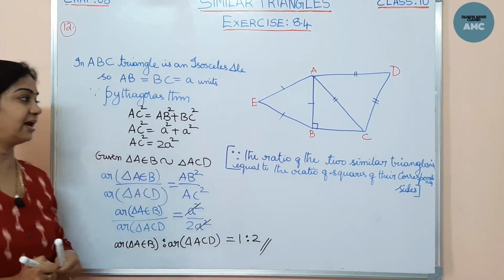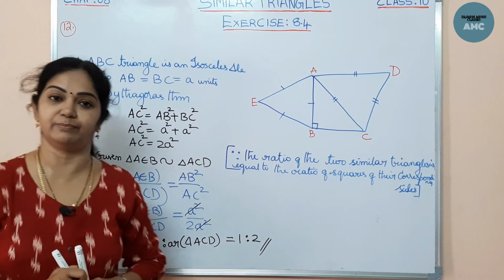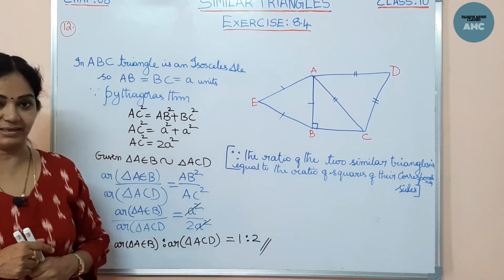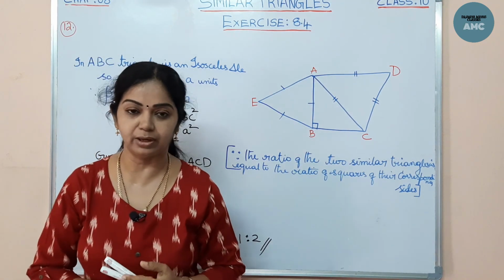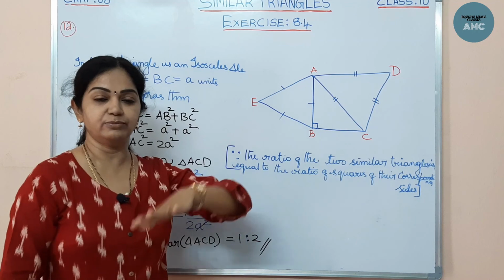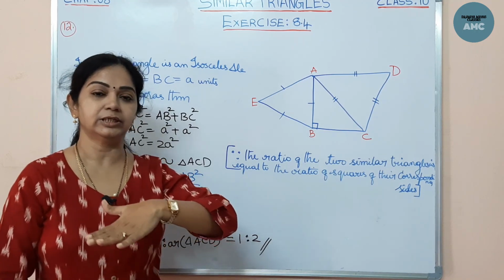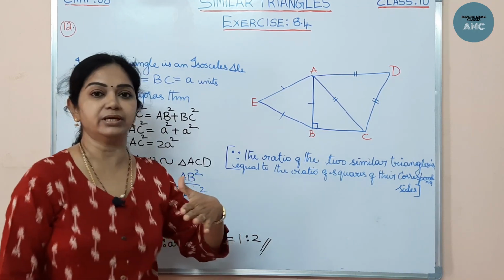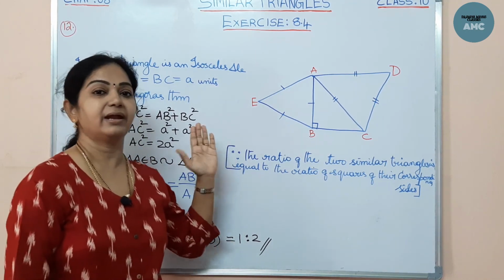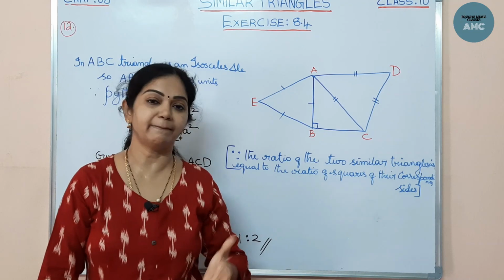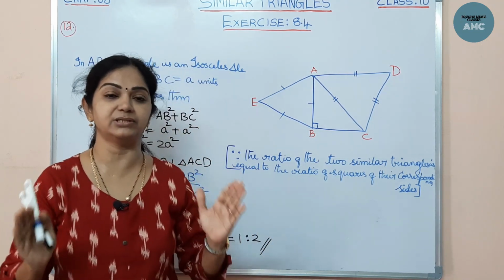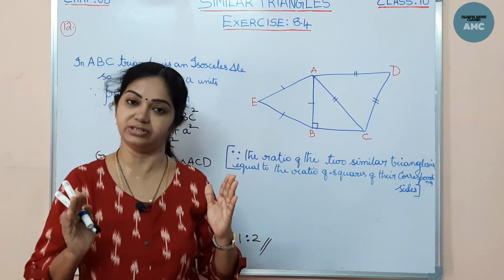So with this I have completed exercise 8.4, and I have left a few more problems for you to practice. About 9 problems I have done in the 8.4 exercise, and I think 5 problems I have left over for you to practice. Do practice, and with this we are going to complete similar triangles, all the 8 parts. Those who have not watched it, please do watch the 8 parts and get the concepts clearly.